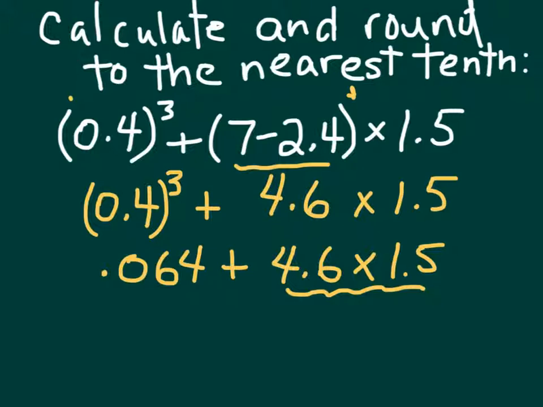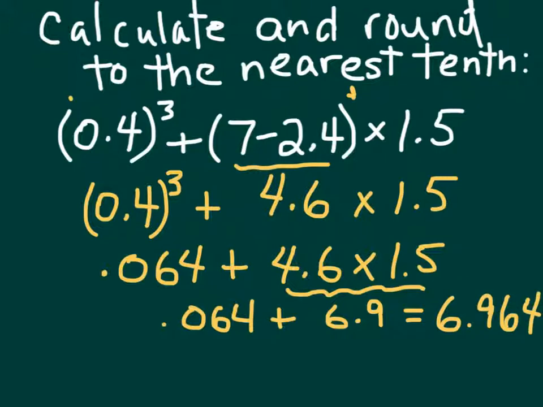And if you do that, you get 6.9. And so that would be 0.064 plus 6.9. And if you do that last addition step, there's really nothing else to be done except the rounding right at the end. You get 6.964. Now we've been asked to round that to the nearest tenth. So this is tenths.